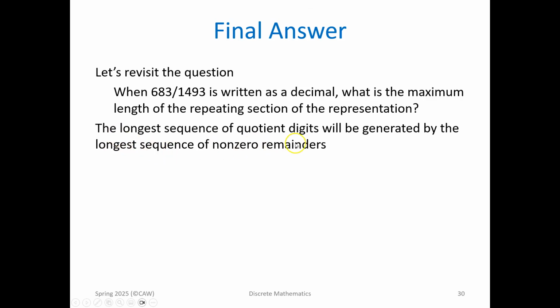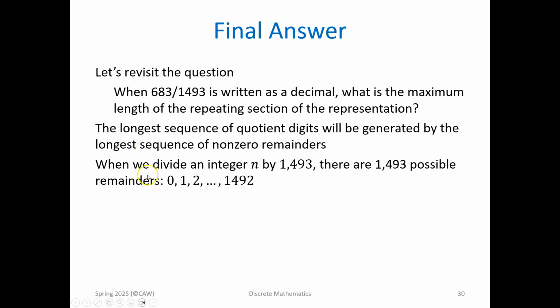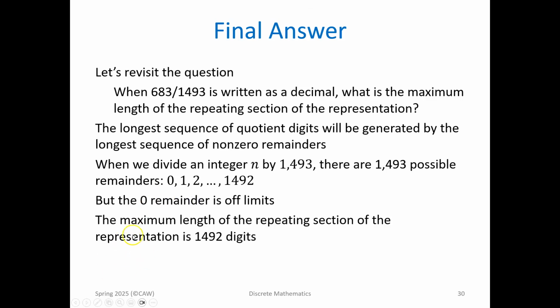The longest sequence of quotient digits will be generated by the longest sequence of non-zero remainders. And when we divide an integer n by 1493, there are going to be 1,493 possible remainders if you include 0: 0, 1, 2, all the way up to 1492. But the 0 remainder is off limits for us. We're not going to use that because that's going to end up giving us some repeating zeros forever. So we're not interested in that. So we're going to say that the maximum length of the repeating section of the representation is going to be 1,492 digits. Right? We ignore the 0.